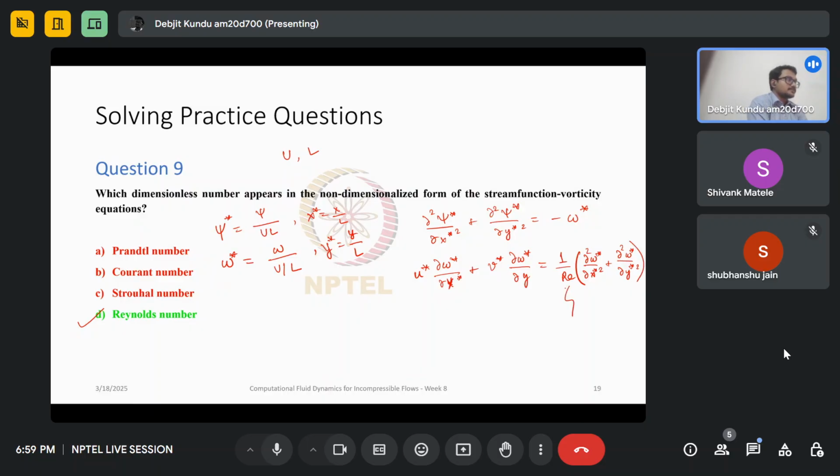So Reynolds number is what shows up, and Reynolds number is nothing but rho U L over mu. Okay, it's a simple exercise. You can try doing it. This is what we'll get.